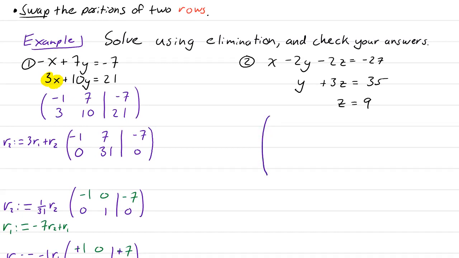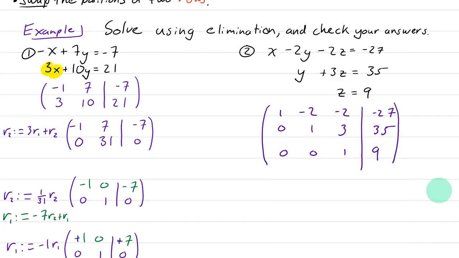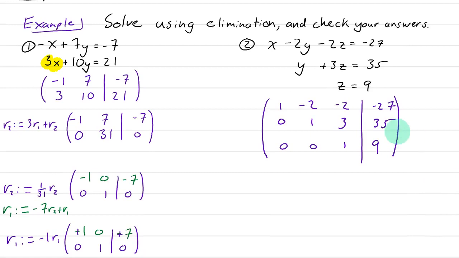This matrix is going to have the first row as 1, negative 2, negative 2, negative 27, and the second row 0, 1, 3, 35. So that's the original system of equations there, represented as an augmented matrix.